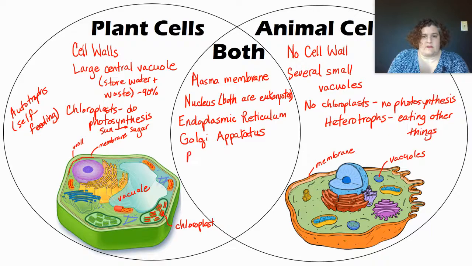They both have ribosomes to make proteins. They both have lysosomes to break down waste. So they have most things in common, but cell wall, large central vacuole, and chloroplasts are things that you find only in plant cells.